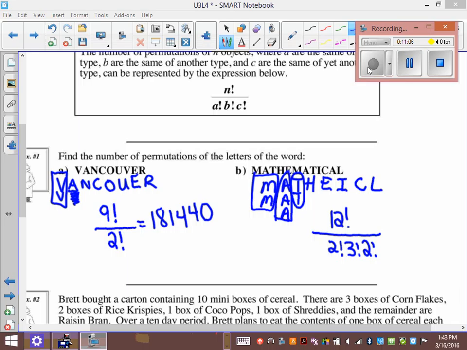Now, when you put this in your calculator, you guys, if you go 12 factorial divided by 2 factorial, 3 factorial, 2 factorial, and this not in brackets, your calculator is going to go 12 factorial divided by 2 factorial times 3 factorial times 2. That's what your calculator will do. You need to put it in brackets, or you need to do the top and the bottom separately and then divide them. That's the only way.